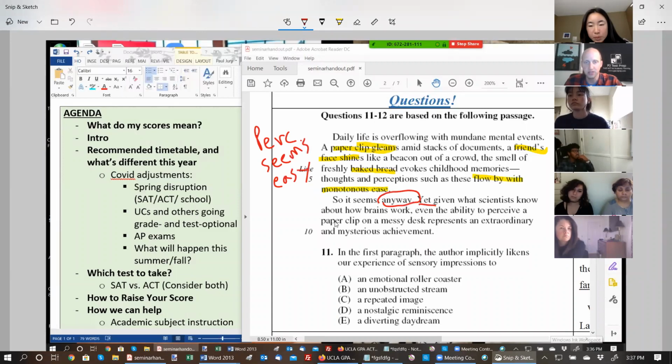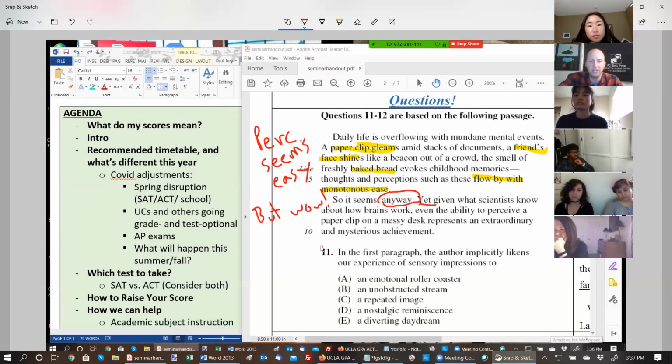Yet, given what scientists know about how brains work, even the ability to perceive a paperclip on a messy desk represents an extraordinary and mysterious achievement. Okay, but it's actually pretty cool that our brains can do that. I'm gonna write, but wow. Perception seems easy, but wow would be my summary of that passage. Okay, so then we get to the questions.